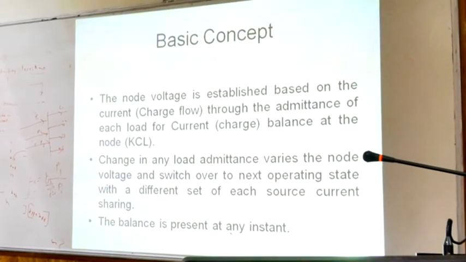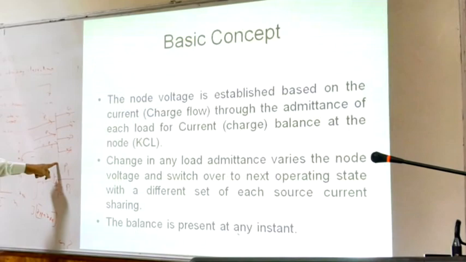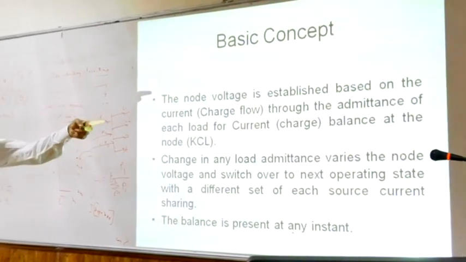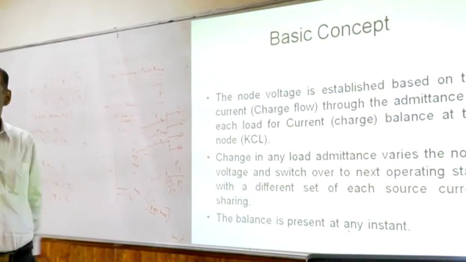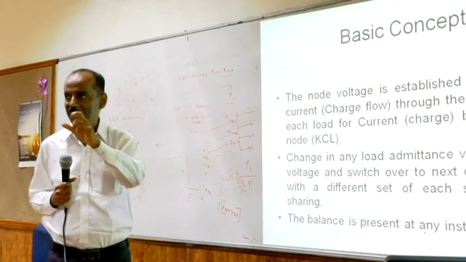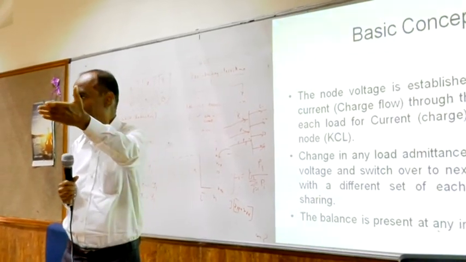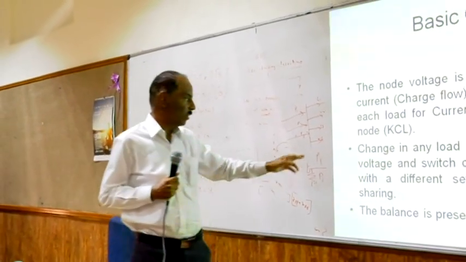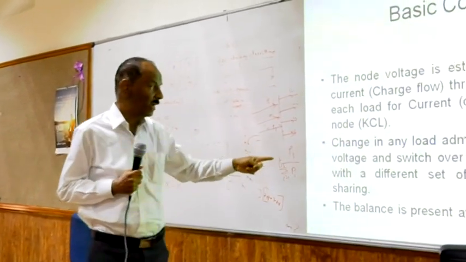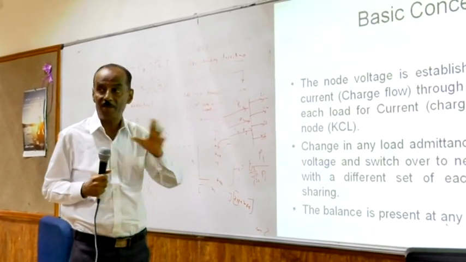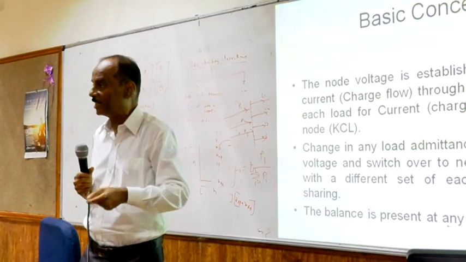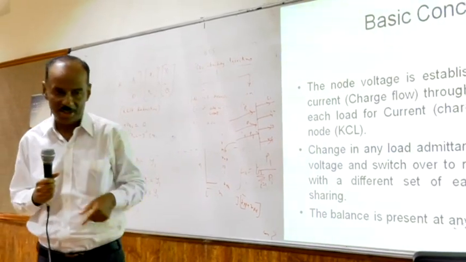The node voltage is established because of the charge flow through the admittance of each node. I will give the next diagram. A change in any admittance will change the current and it will switch over to the next operating point. See the load admittance here, if you change it, as in the next diagram, the voltage is also changed. When the operating point is changed, the node voltage is also changed as well as the sharing of the current.